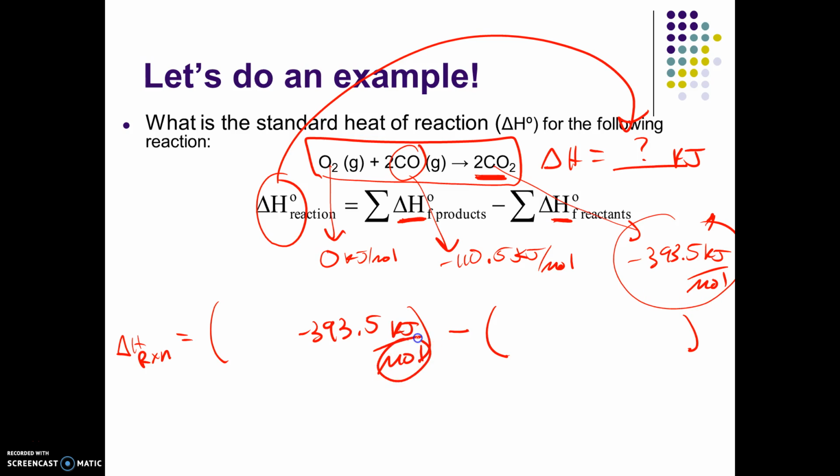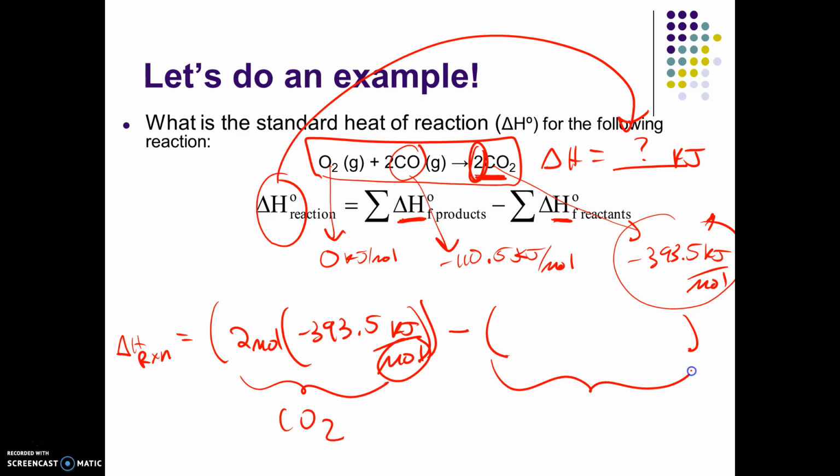Now this is per mole, and I happen to have 2 moles. So I need to multiply this by 2 moles. This is for my CO2. My reactants are going to go right here. My first reactant, oxygen, happens to be 0 kilojoules per mole, which means I don't have to worry about that so much. But I'm going to add it, that's where this summation thing comes through, with my carbon monoxide. Carbon monoxide is negative 110.5 kilojoules per mole.